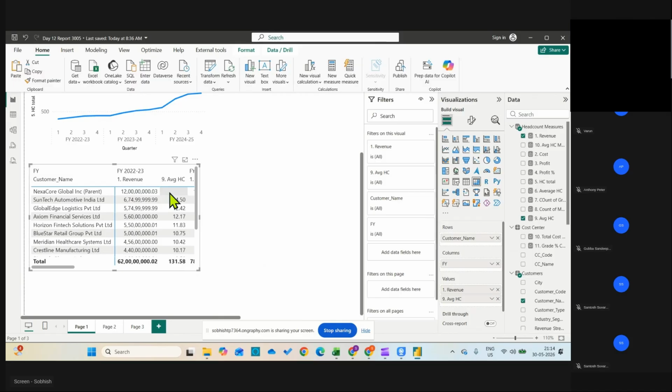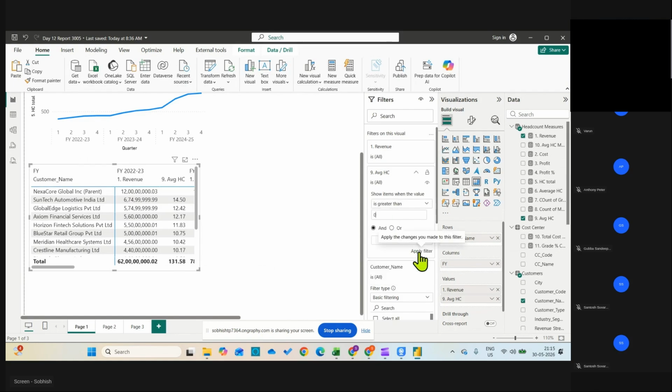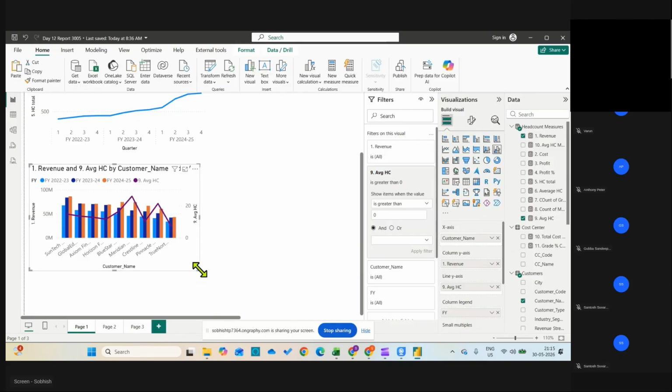Understood the problem? I think we can filter it, right? We should filter it. So what I do, I will go to the customer table, and either I can remove the customers one by one, or what I do is, I go to average headcount and say headcount is greater than 0. So now we see only the headcount which is greater than 0. And now if I change this back to the clustered column chart, we see a clear view.